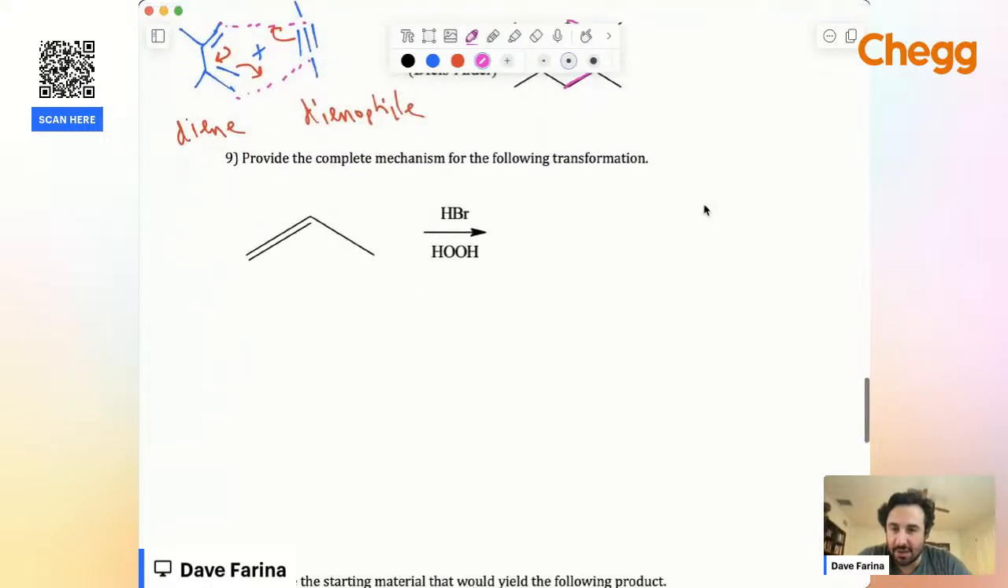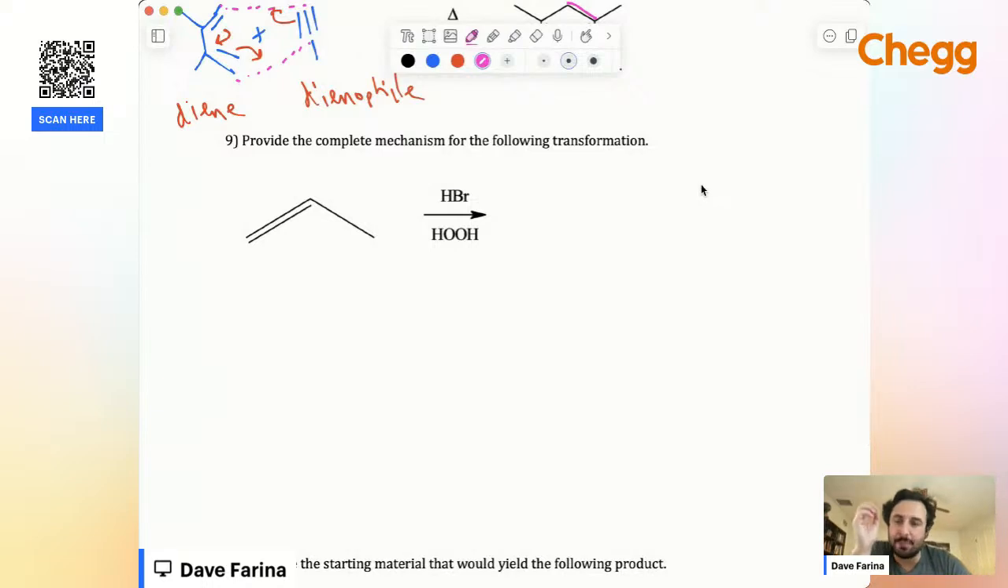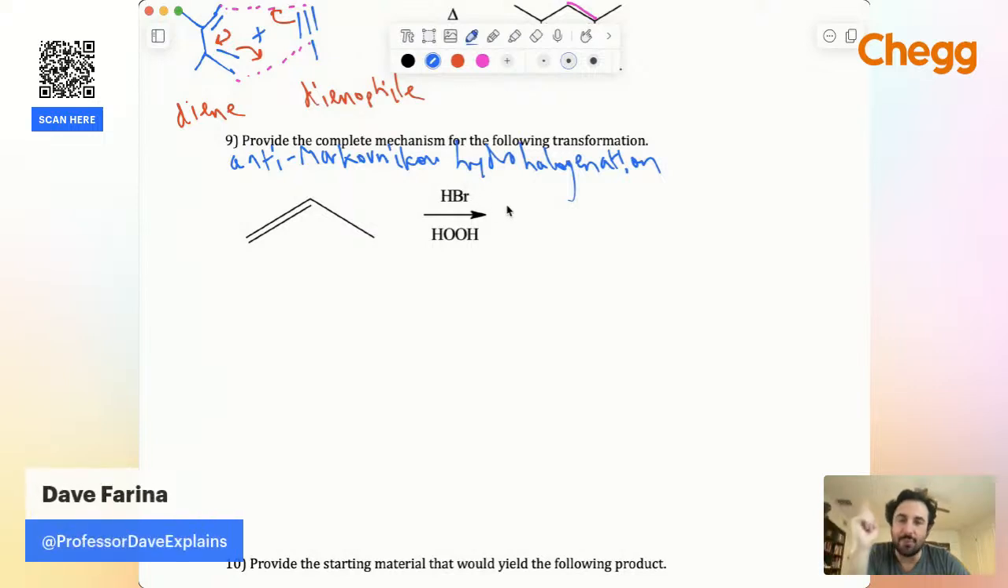Okay, let's do one mechanism. We got asked about mechanisms. So let's do the complete mechanism for the following transformation. What is this? This is anti-Markovnikov hydrohalogenation. We know it's an addition reaction because we've got an alkene substrate. We know it's hydrohalogenation because we have HBr. This is a hydrogen and a halogen. And we know it's anti-Markovnikov because of the peroxides, right? Hydrogen peroxide is going to promote the anti-Markovnikov regiospecificity here.